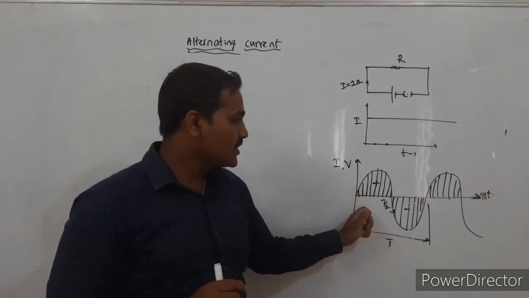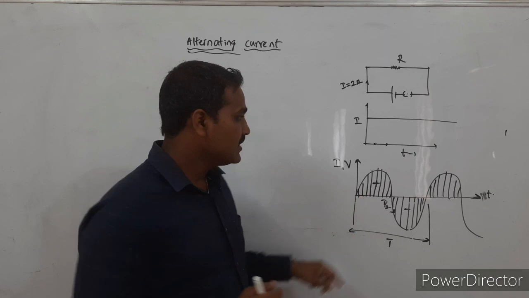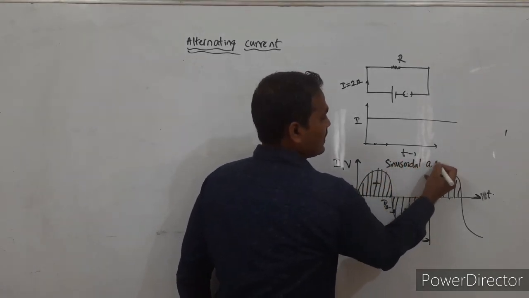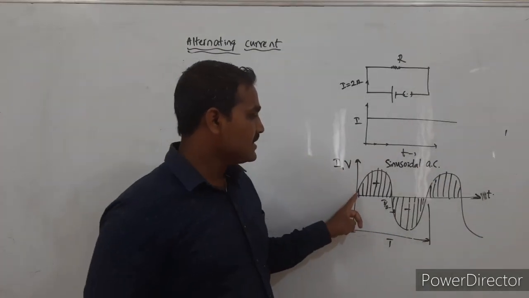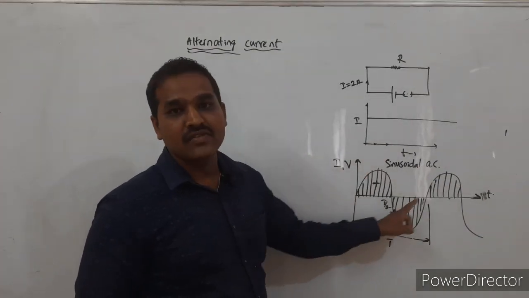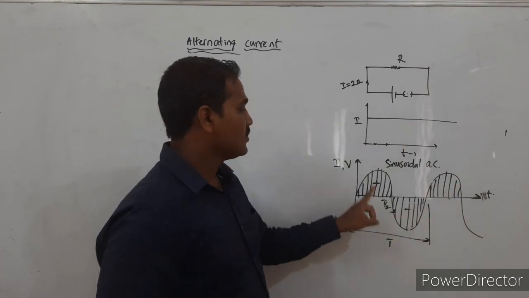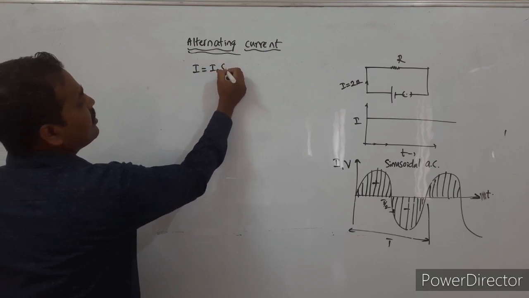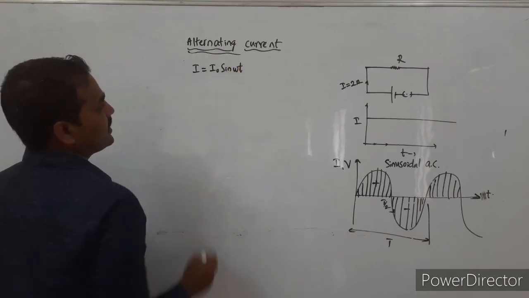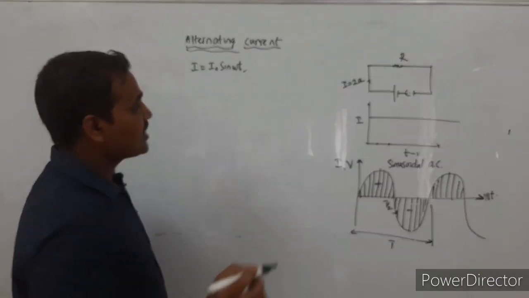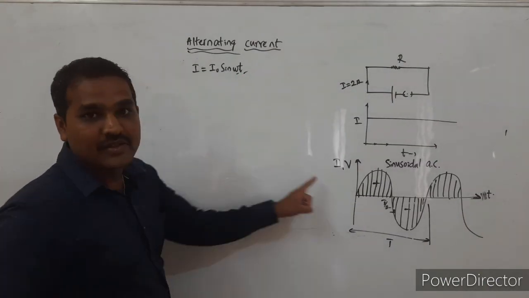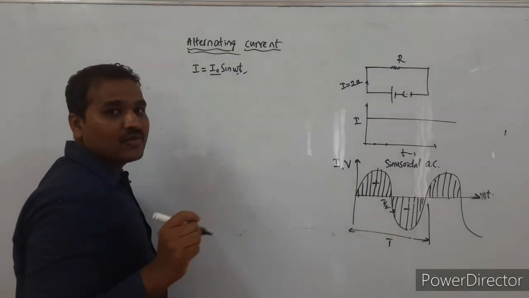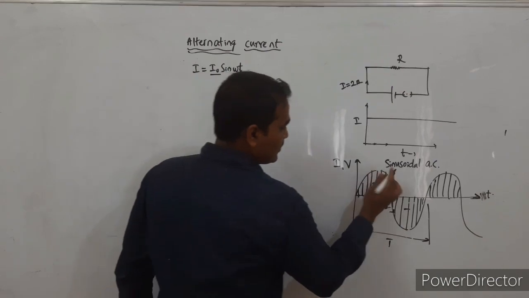The figure we have seen is a sinusoidal function. So this is a sinusoidal alternating current, meaning the current changes as a sine function of omega t. We can represent this electric current as I equals I naught sine omega t. Here t is the time and omega is the angular frequency of this waveform, and I naught is the peak value of the electric current, that is this value.